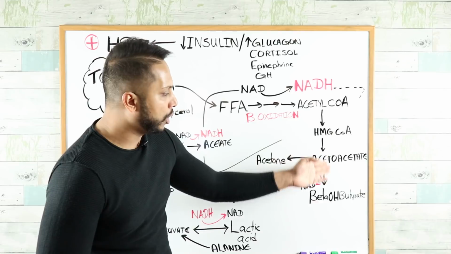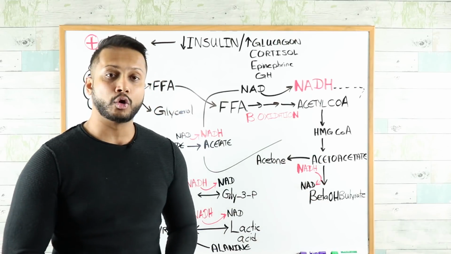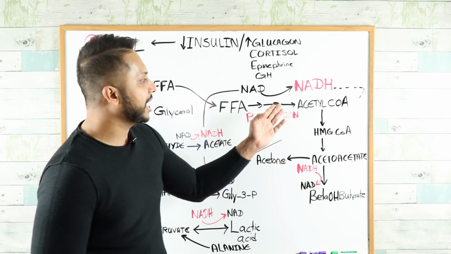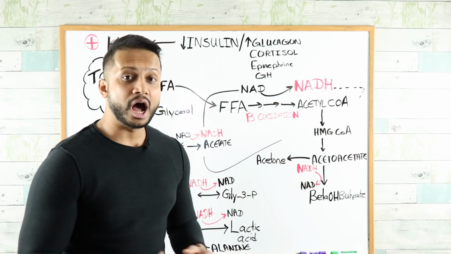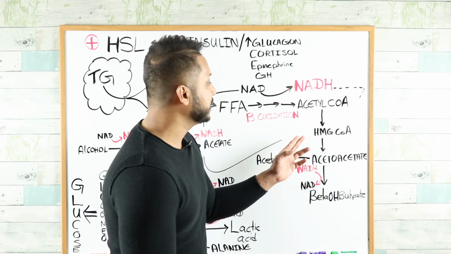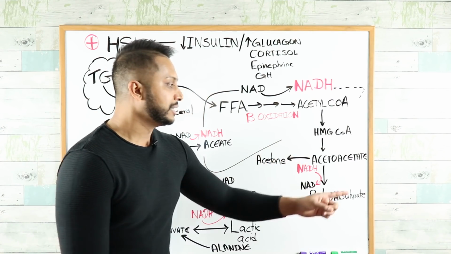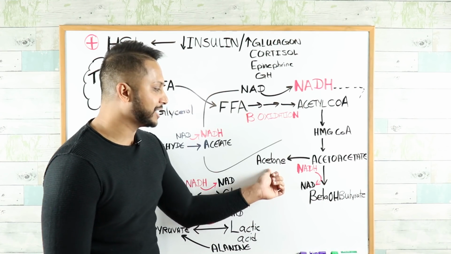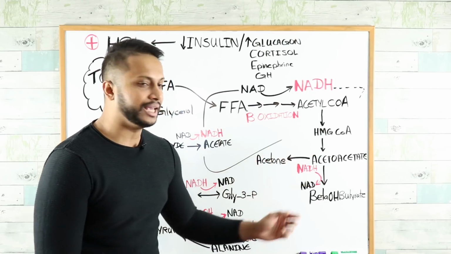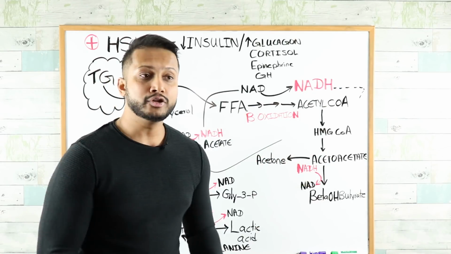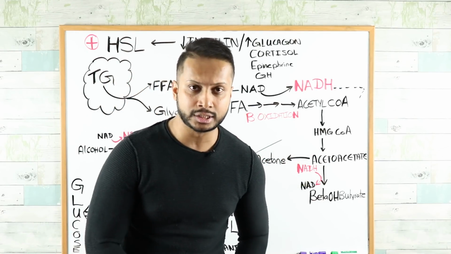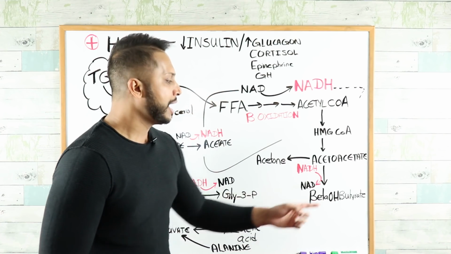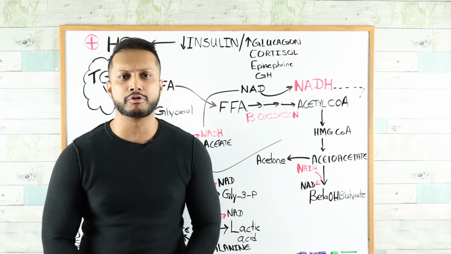Now this path on the right side is going to be called ketogenesis. This acetyl-CoA is going to undergo a series of steps by getting converted to HMG-CoA, then acetoacetate, beta-hydroxybutyrate, and acetone. Now these are your three key ketone bodies that you're going to see in your patient with diabetic ketoacidosis. So three things, right? Acetone, acetoacetate, and beta-hydroxybutyrate.